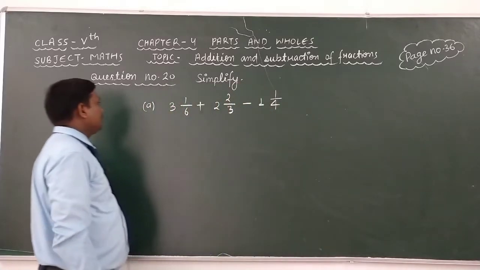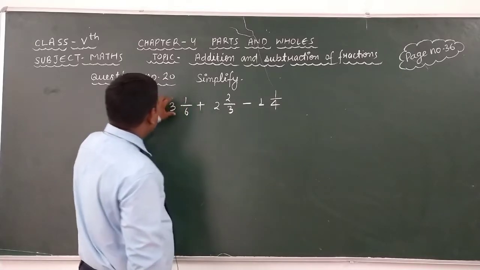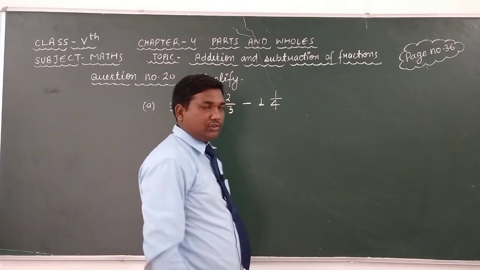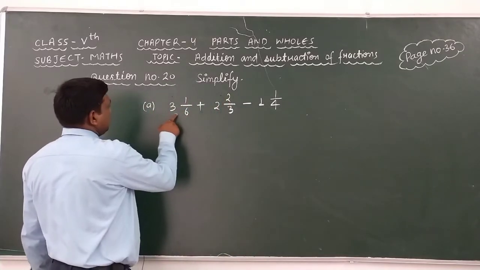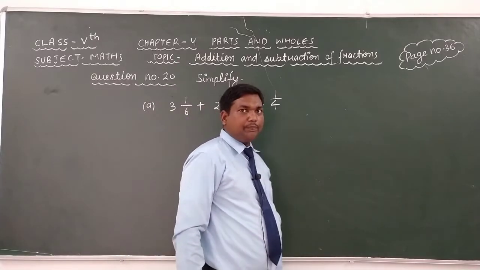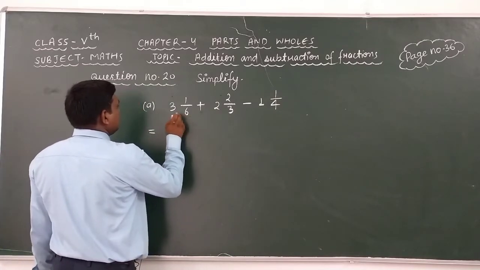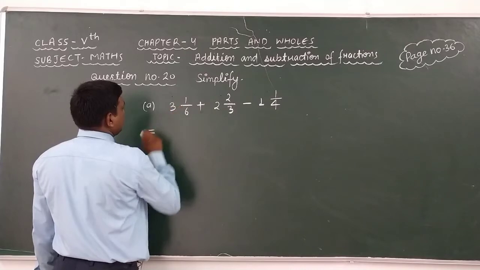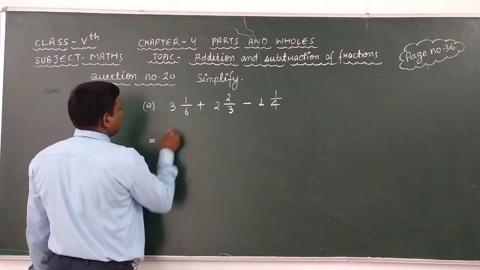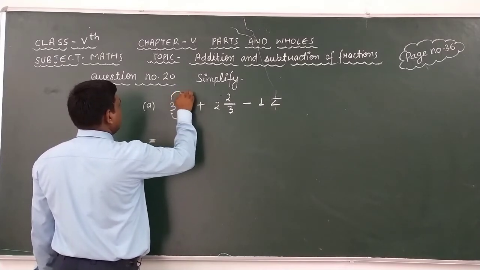In this question, firstly we have to convert the given mixed fraction into an improper fraction. Okay students, firstly we have to change this mixed fraction into an improper fraction. Okay, look at here carefully. Here given that 3 whole 1 over 6. Firstly we take the multiplication of 6 and 3, then add 1.